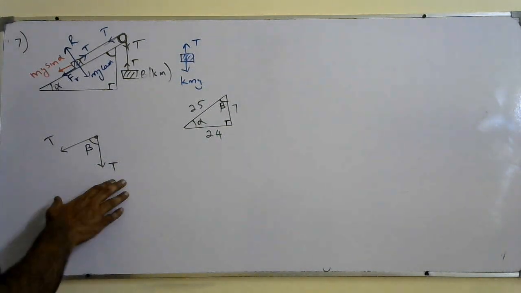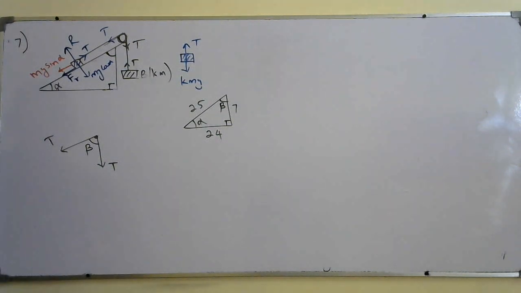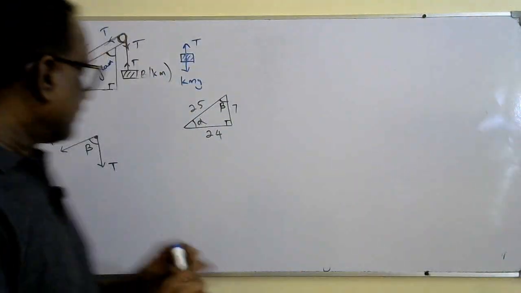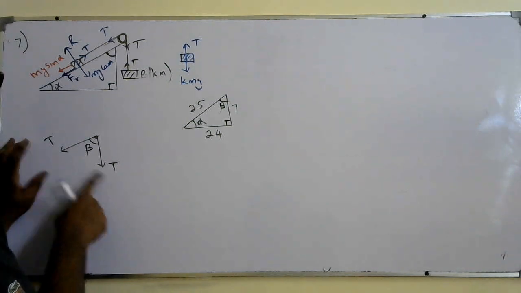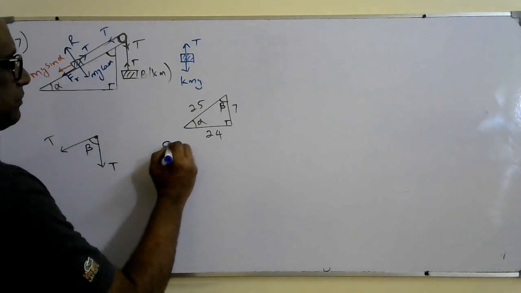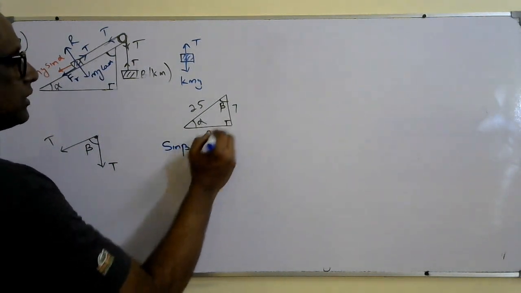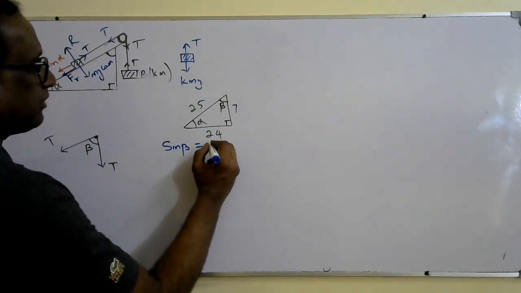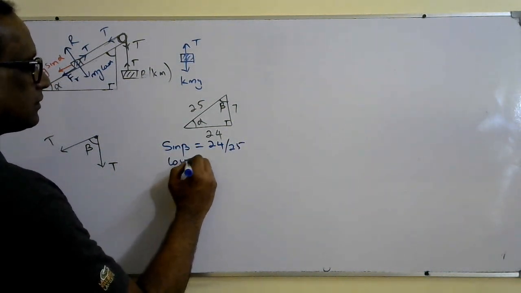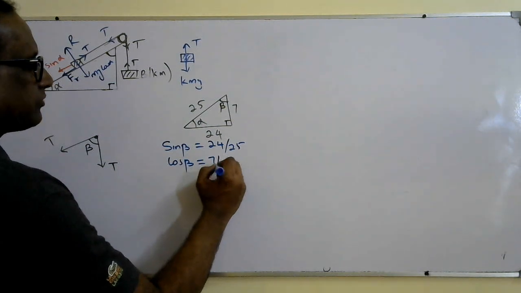So simple question, these are two forces. If there are two forces, simply we do in physics, whatever method you can do, resolve them both. This is a vertical force, this is a force at an angle beta. So from this I can say sine beta, opposite, is 24 over 25, and cos beta equals 7 over 25, right?